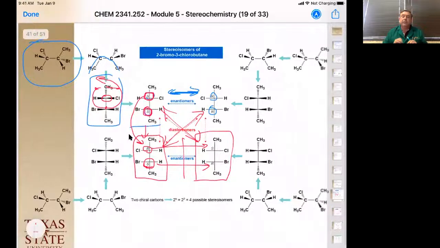And again, the use of the Fischer projection makes it easier to assign one to the other, because all you have to do is flop your groups to get the enantiomers, and all you have to do is switch one of the groups to get to your diastereomer.